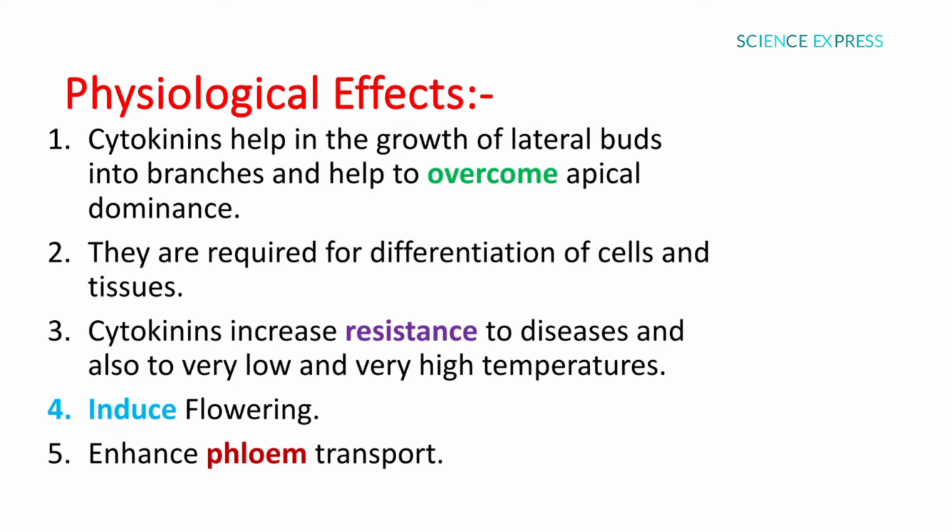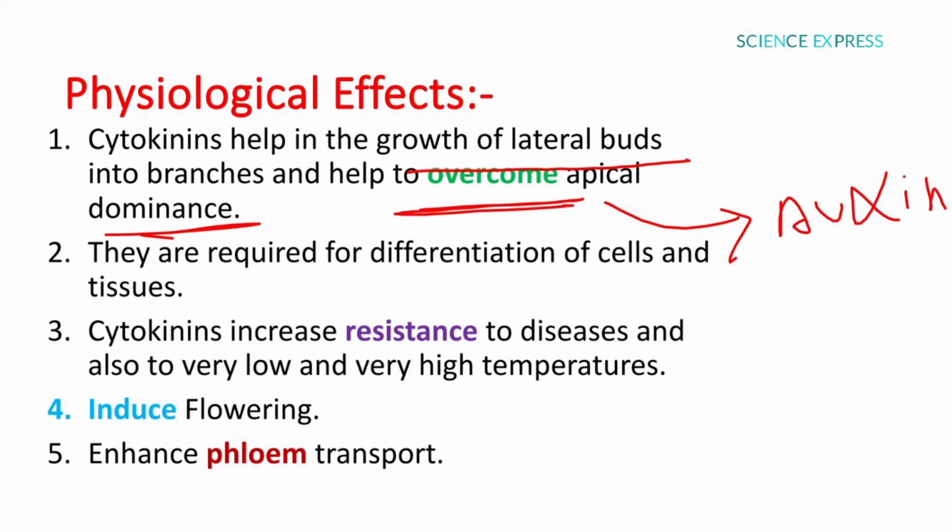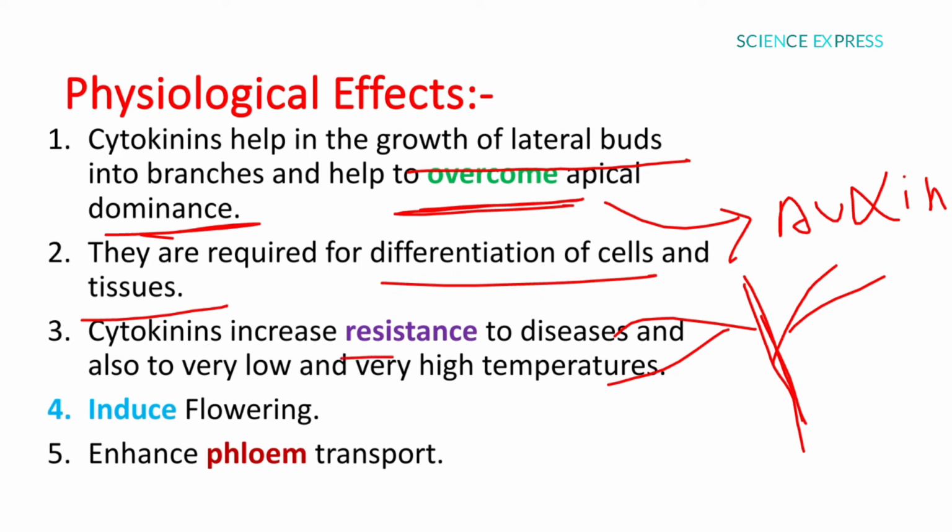Now let's discuss the physiological effects of cytokinins. They help in the growth of lateral buds into branches and help to overcome apical dominance. Auxin mainly promotes apical dominance, and cytokinin overcomes apical dominance, mainly helping increase lateral branches. They are required for differentiation of cells and tissues. Cytokinins increase resistance to disease and to very low and high temperatures. They induce flowering in a plant and enhance phloem transport. Clear?